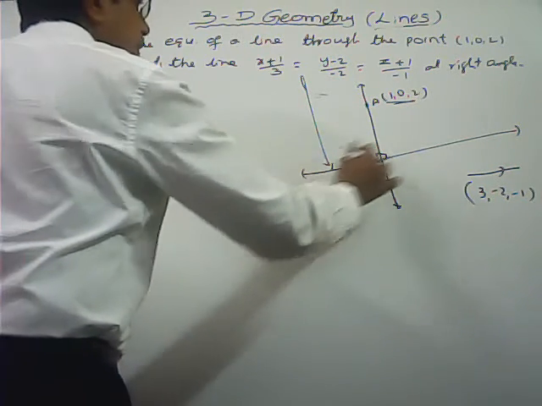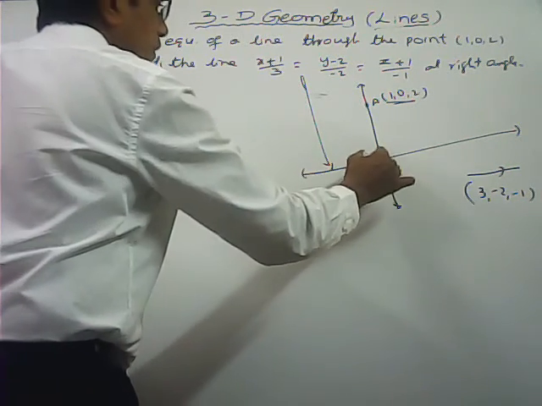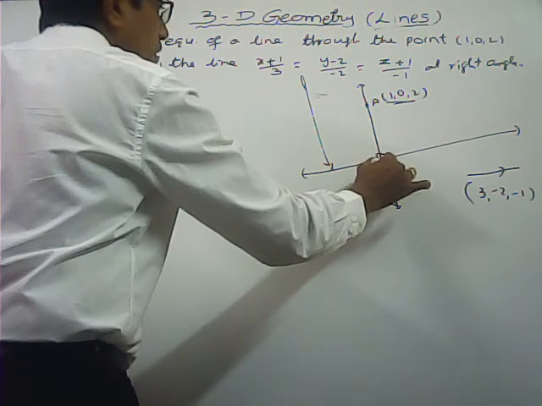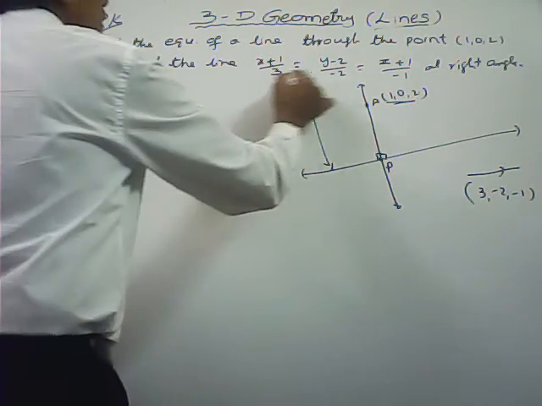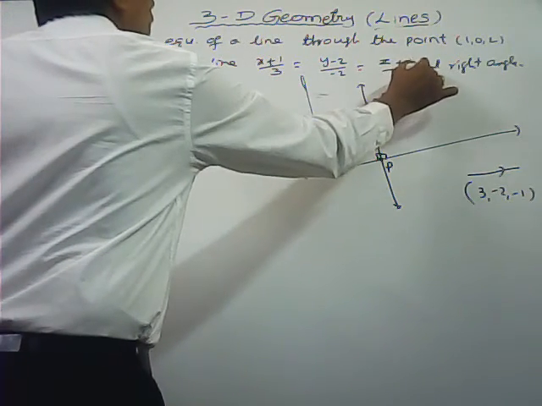Here you can take any point on the given line. This is one of the points. P I am taking. P is a point that lies on both the lines. So any point on this line I am taking, all are equal to lambda.